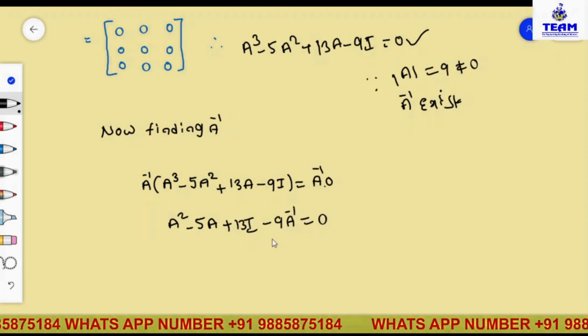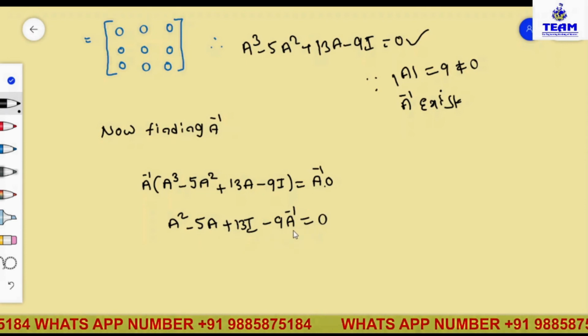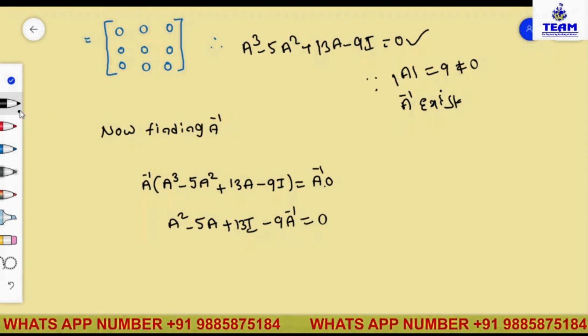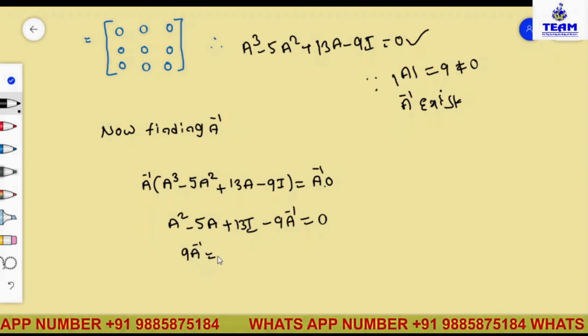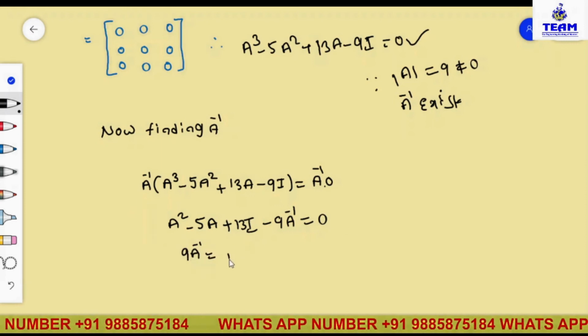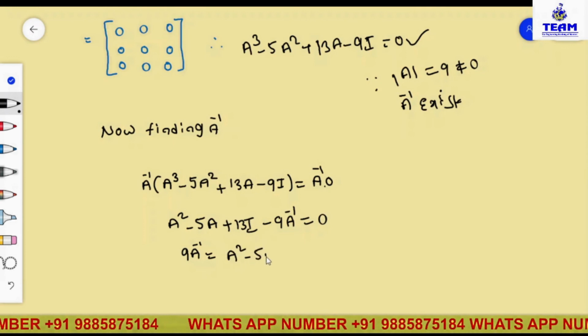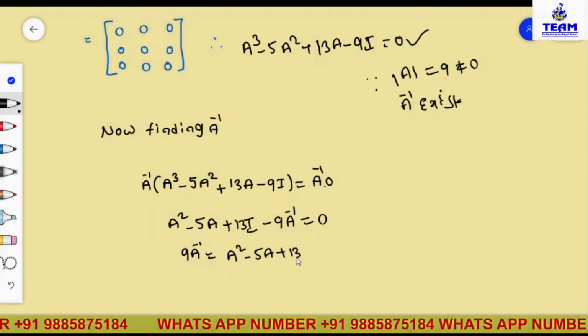This is A inverse, friends. Now what I actually want is A inverse only. So you can write 9A inverse on the right side. Take 9A inverse to one side. Then the remaining is what I have? A square minus 5A plus 13I.